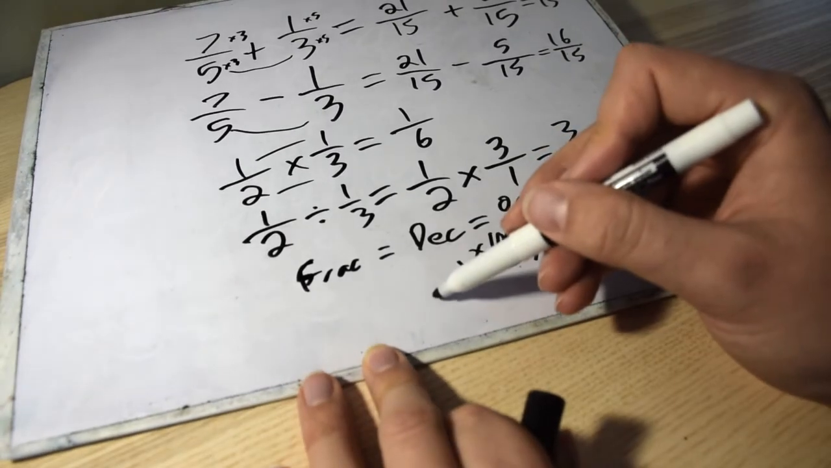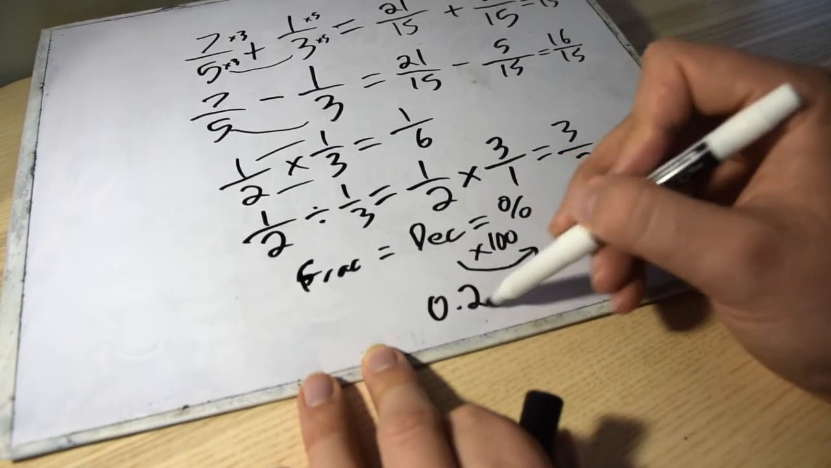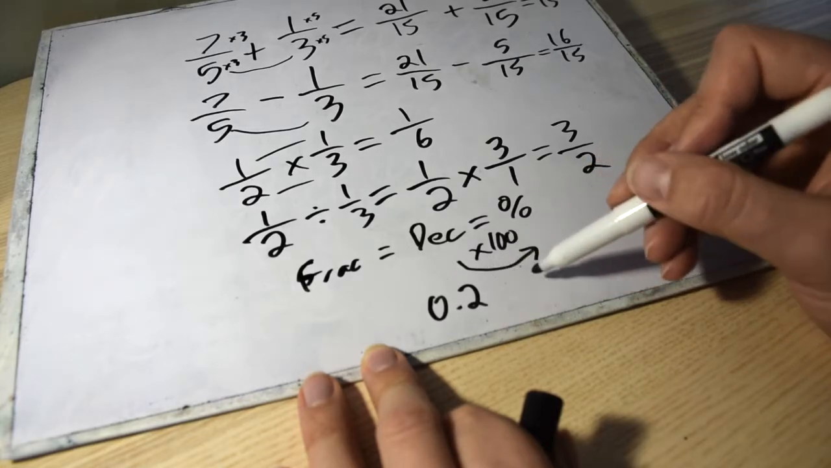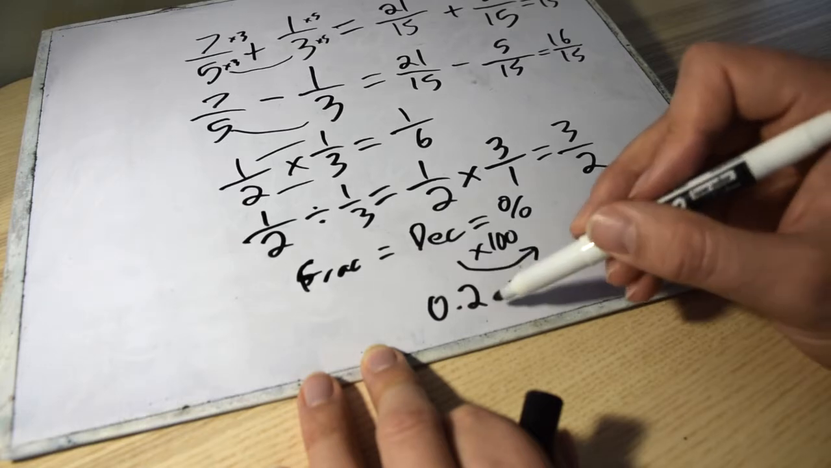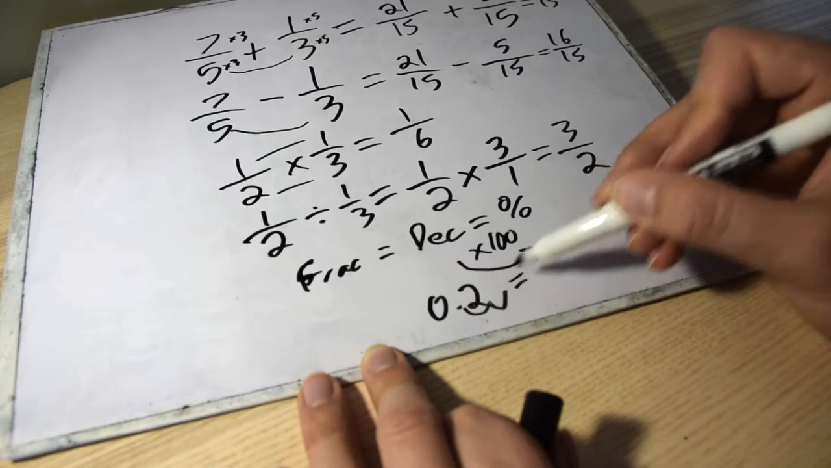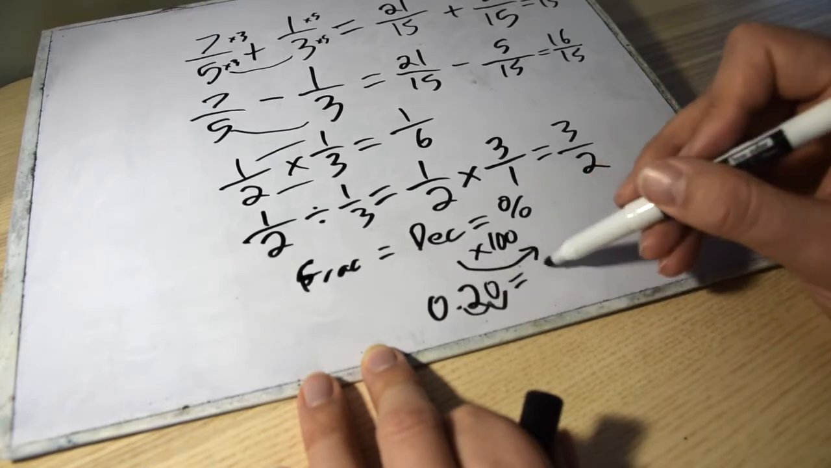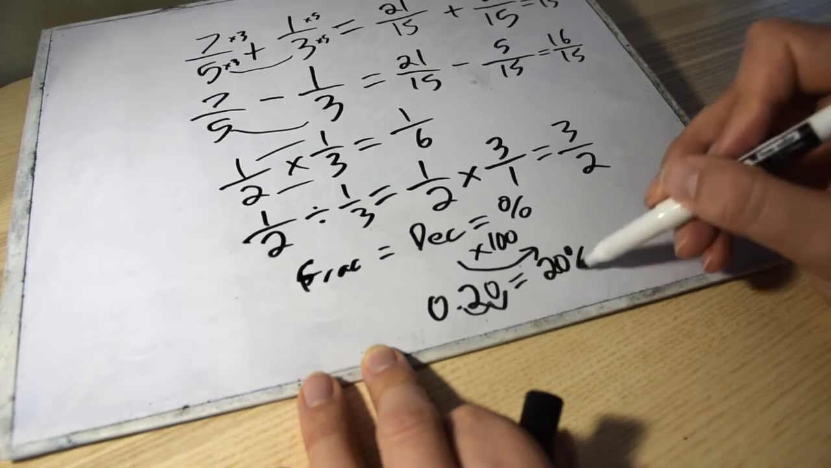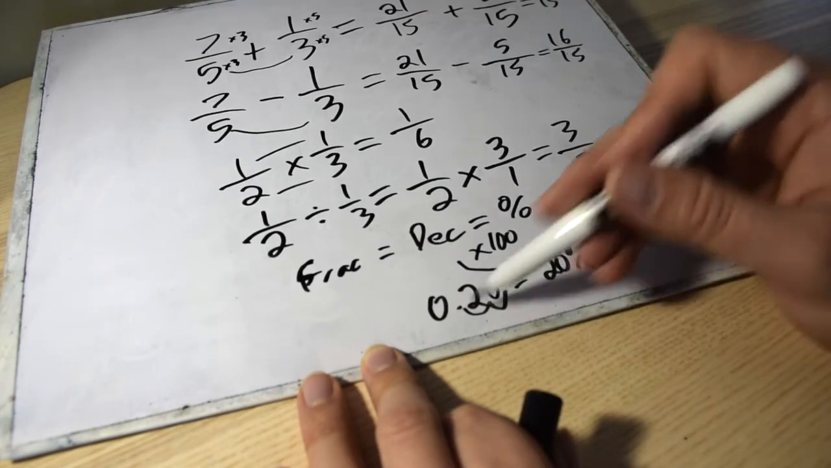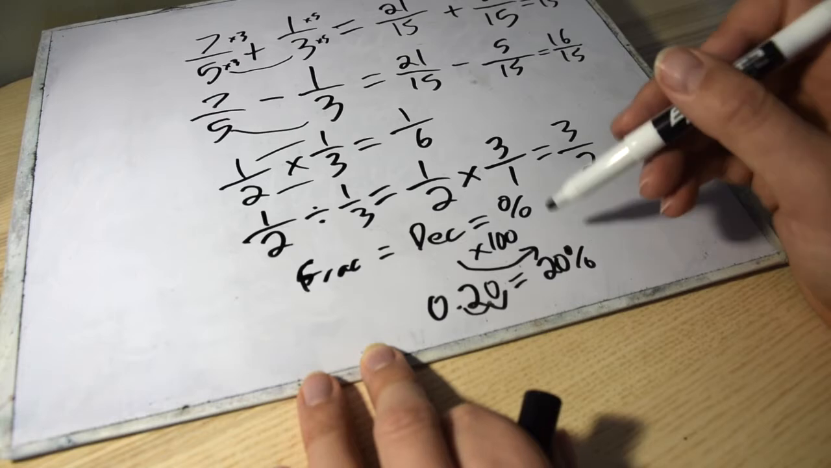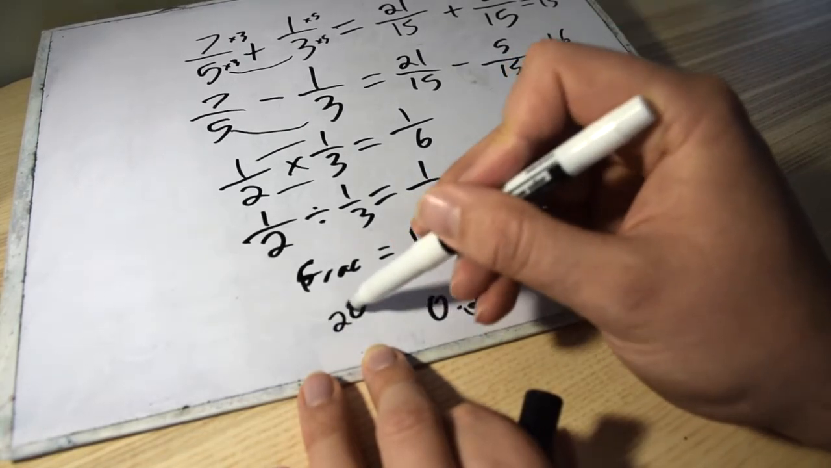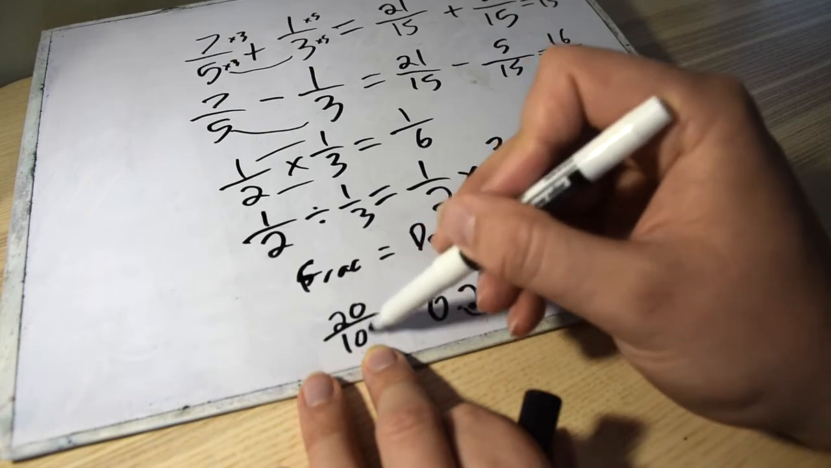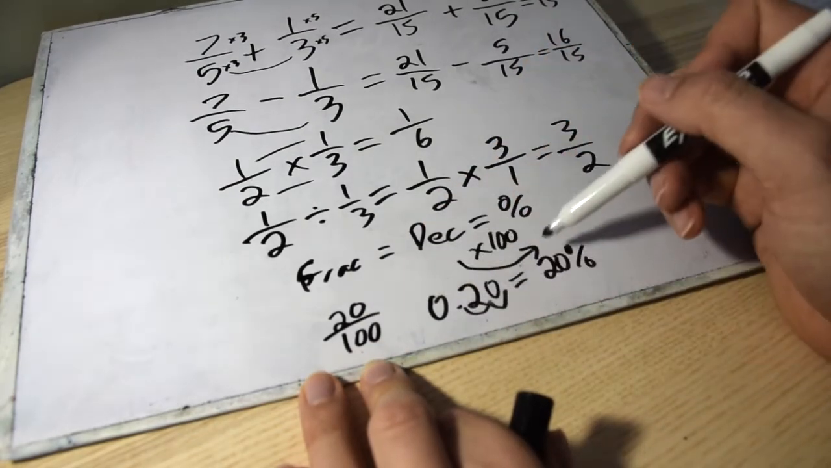So meaning if the decimal is 0.2, then timesing 100 means that you're moving the decimal point twice. So that's once, twice. There's a 0 there. That's 20% is the same thing as 0.2. And in the fraction, you take the percent and you put it over 100. So the fraction is just 20 over 100. So that's the easiest way to do things.